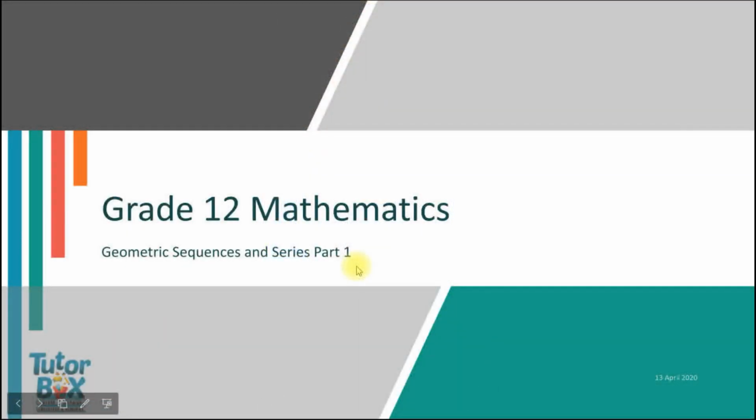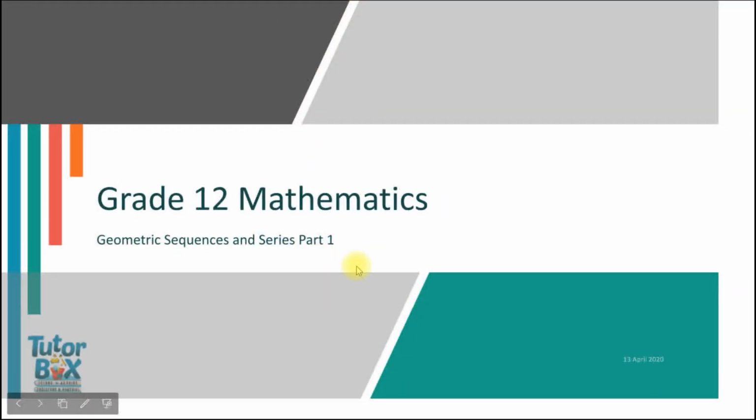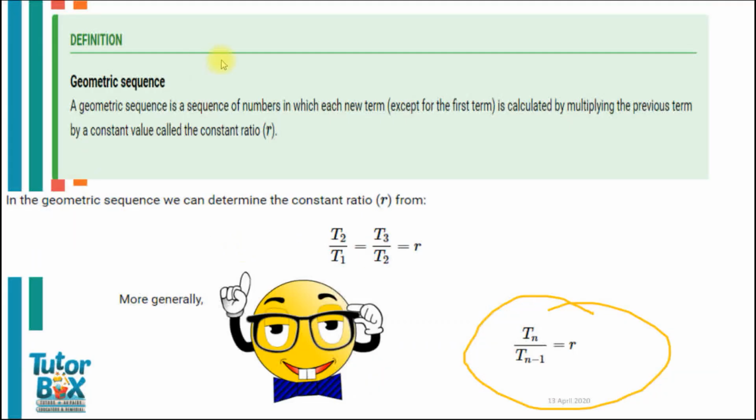Hi grade 12s, welcome to our second session. Today we're going to be looking at geometric sequences and series, part 1. What is a geometric sequence? A geometric sequence is a sequence of numbers in which each new term, except for the first term, is calculated by multiplying the previous term by a constant value called the constant ratio.